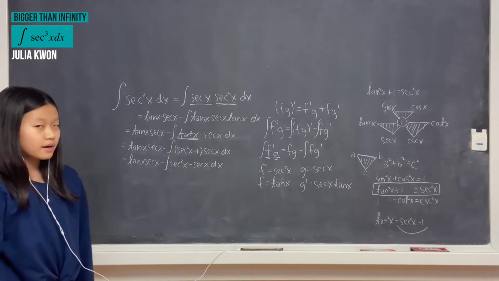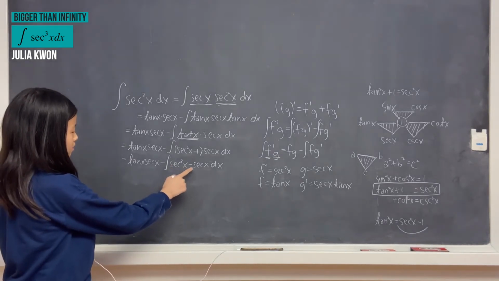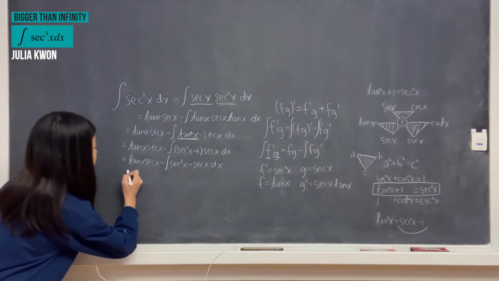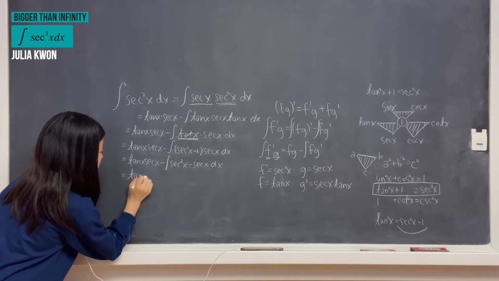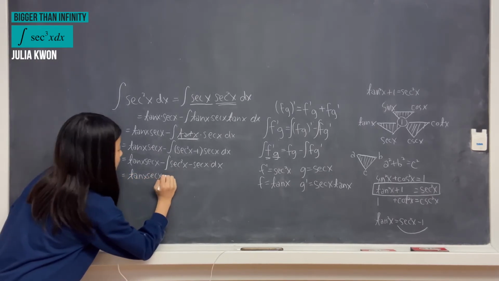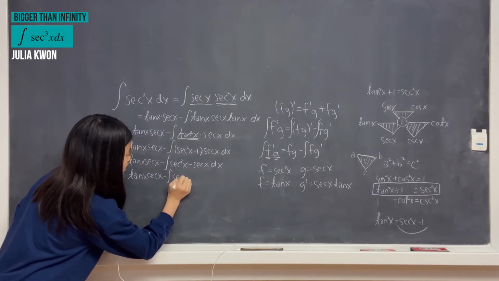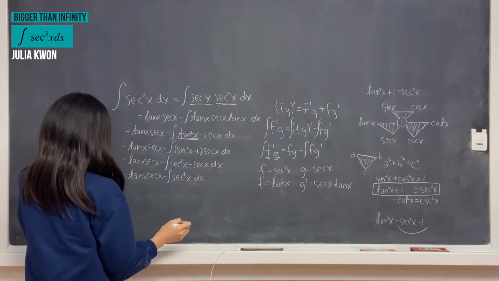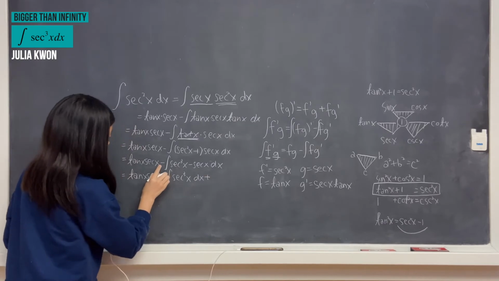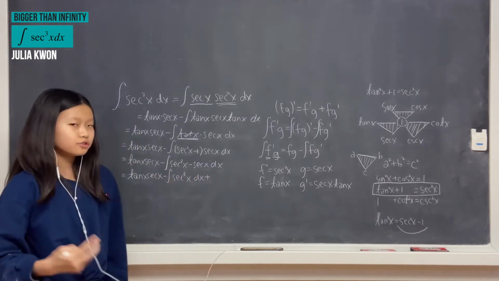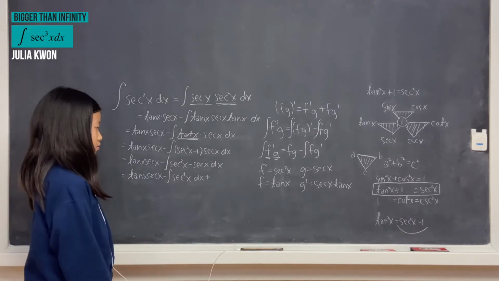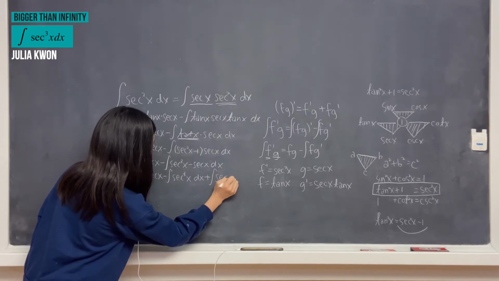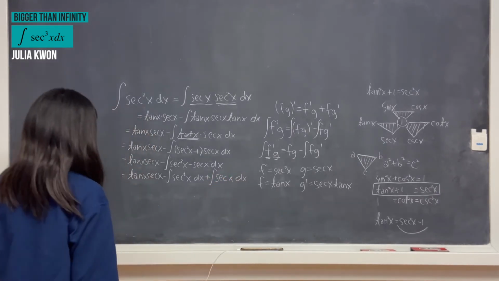So now at this point, I would actually like to separate these into 2 different integrals. So tangent x times secant x minus the integral of secant x cubed dx, and then we would have a positive sign instead of a negative sign, since we already have a negative sign here, and 2 negative signs cancel out and turn into a positive sign. So plus the integral of secant x dx.